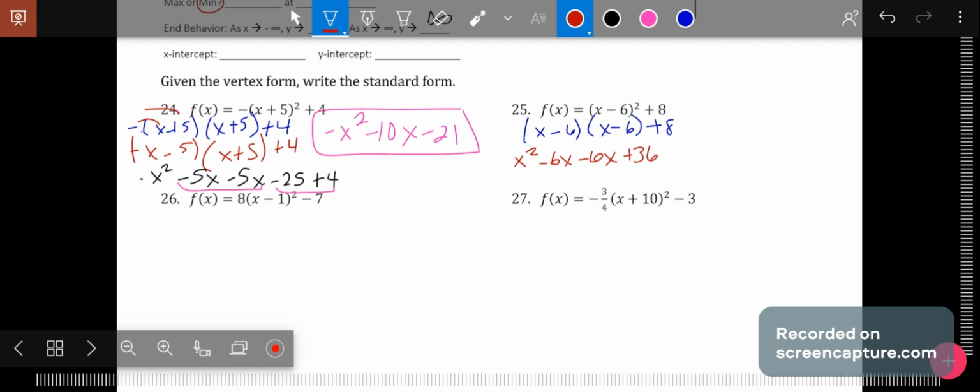Haven't used the 8, so I bring it down. And then we just want to combine like terms. So our final answer will be x squared minus 12x plus 44.